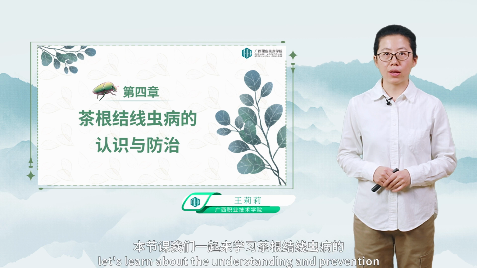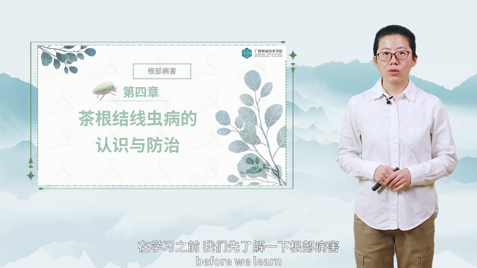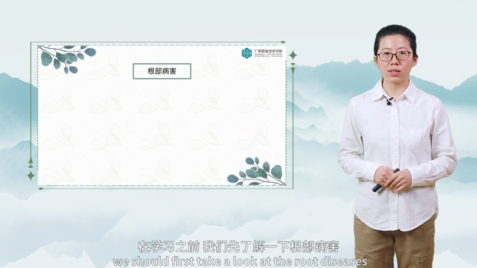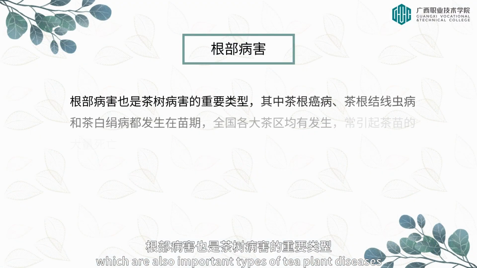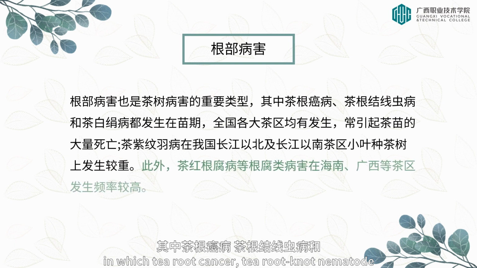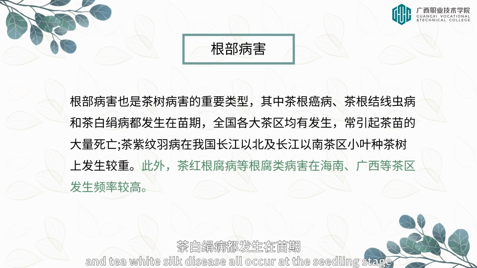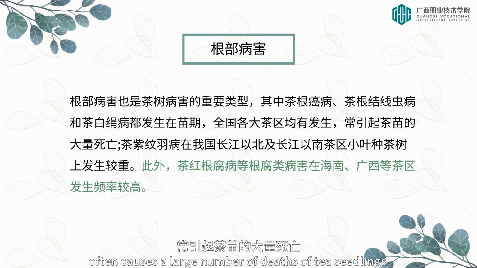Everyone, let's learn about the understanding and prevention of tea root knot nematode disease. Before we learn, we should first take a look at the root diseases, which are also important types of tea plant diseases, in which tea root cancer, tea root knot nematode, and tea white silk disease all occur at the seedling stage and occur in the major tea gardens throughout China, often causing a large number of deaths of seedlings.